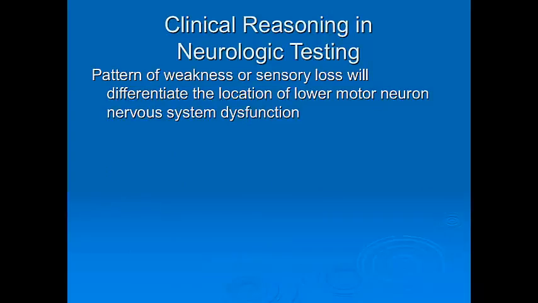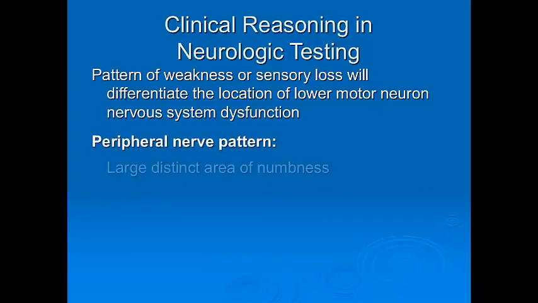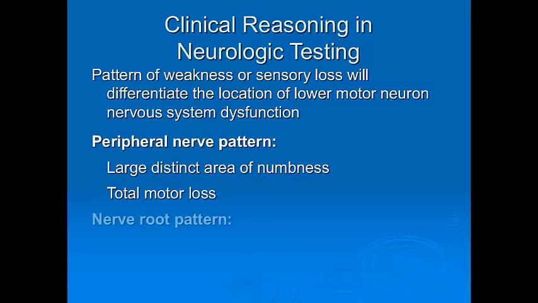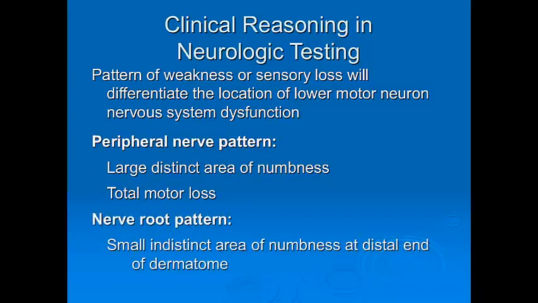Neurologic compromise forms patterns according to the location of the injury. A peripheral nerve pattern will be seen with that large, distinct area of numbness and a complete motor loss, or one proportional to the damage to the peripheral nerve in that individual muscle. A nerve root pattern or radicular pattern will result in a small, indistinct area of numbness at the distal end of the dermatome and fatiguing weakness of the key muscles, all proportionate to the level of root compromise.